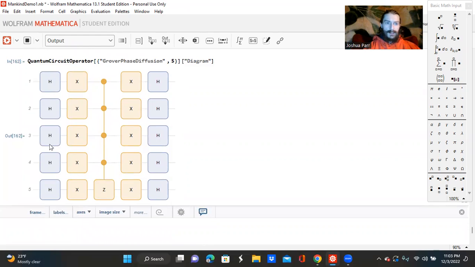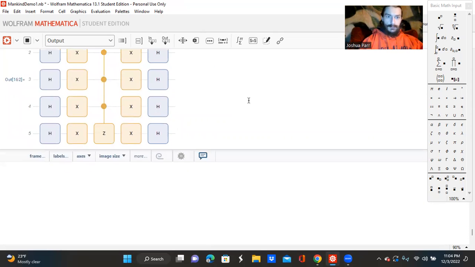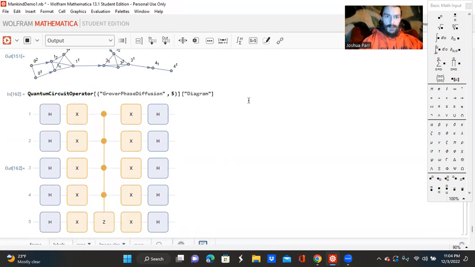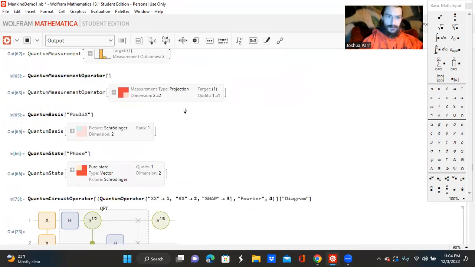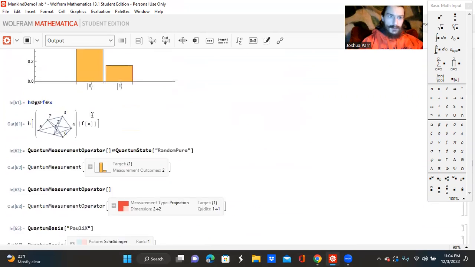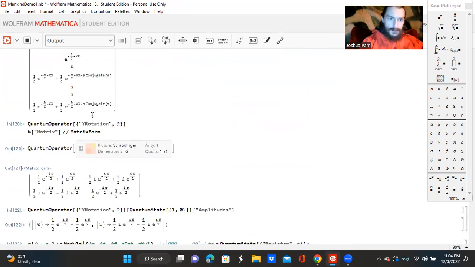It's got a bunch of Hadamards all down, and then you have a bunch of X gates. You have one Z. You have a bunch of NOT gates. The Z flips the X, and then the H's take it back. The H is your Hadamard operator.